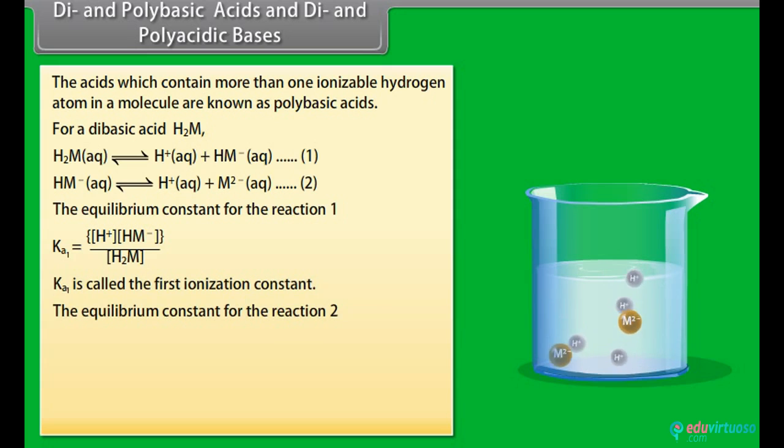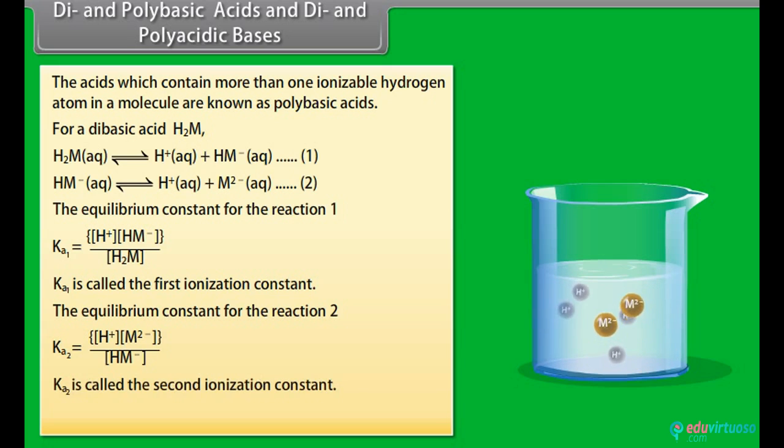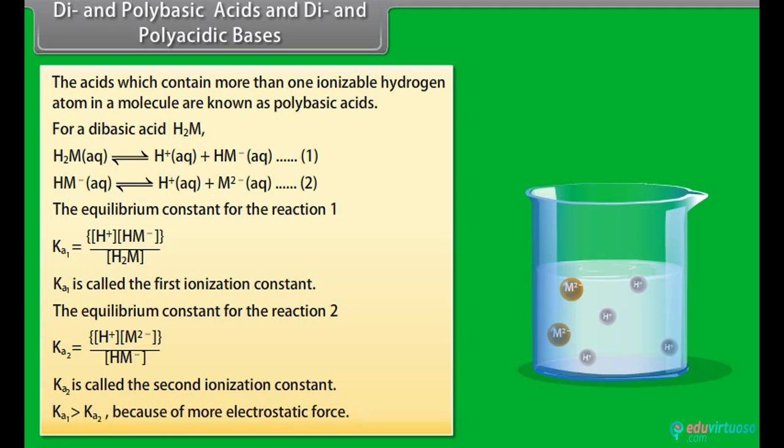The equilibrium constant for the reaction 2, Ka2 is equal to H plus into M square minus by HM minus. Ka2 is called the second ionization constant. Ka1 is greater than Ka2 because of more electrostatic force.